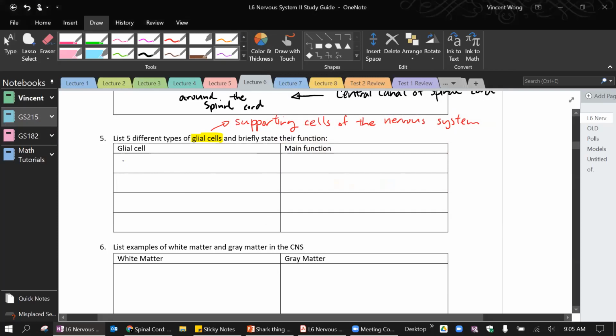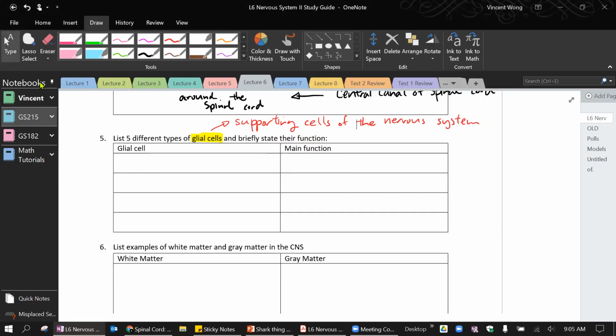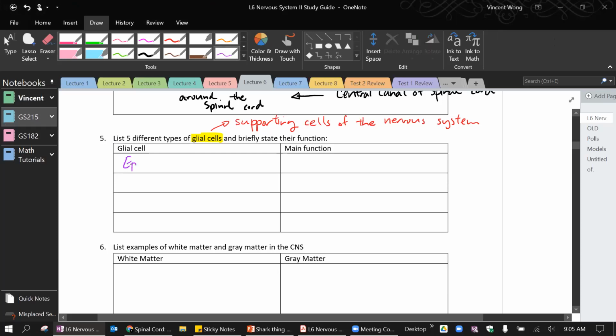Some people are messaging me the answer. Yeah, go ahead. Ependymal cells, very good. And the function of ependymal cells is to form cerebrospinal fluid. Very good.